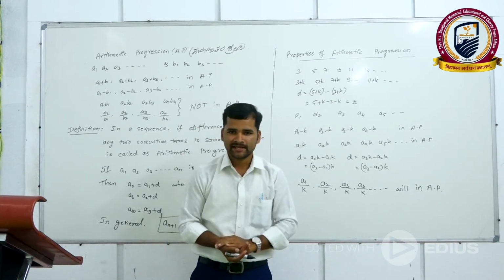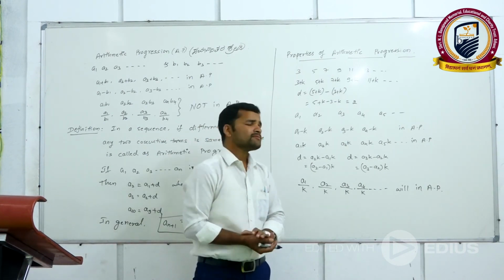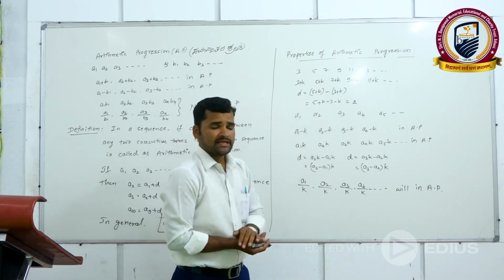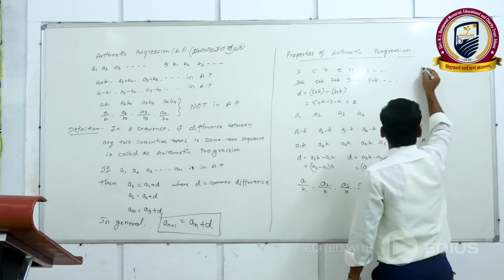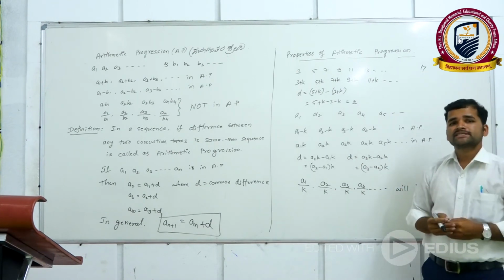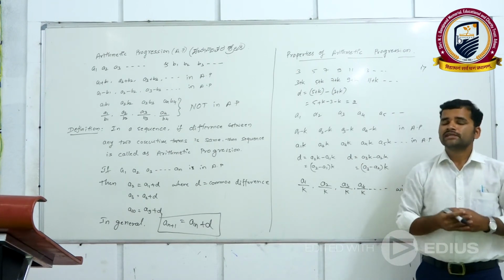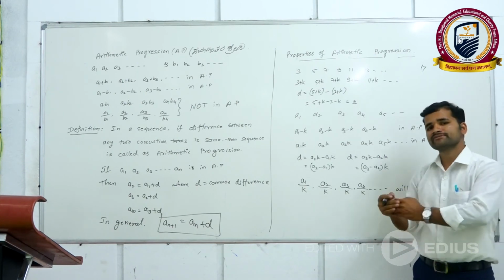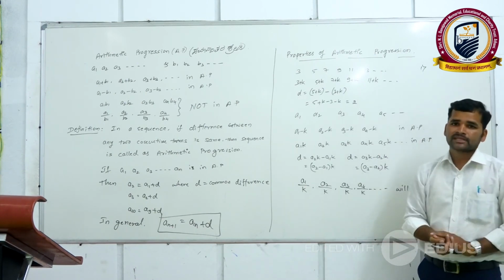I am not writing here. What is that? First property number 1, if a constant is added to each term of an arithmetic progression, then the resulting sequence will be in arithmetic progression.